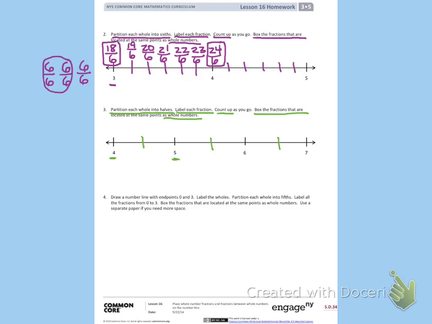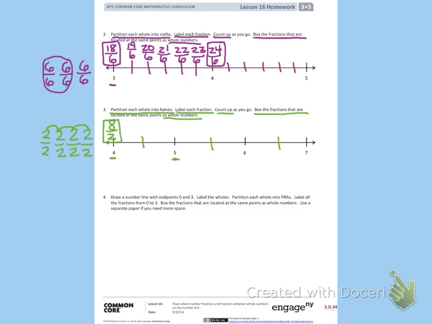Now let's figure out how many halves there are in 4 wholes. I know that there are 2 halves in 1 whole, another 2 halves in 2 wholes, another 2 halves in 3 wholes, and another 2 halves in 4 wholes. So 2 plus 2 is 4, plus 2 is 6, plus 2 is 8. There are 8 halves in 4 wholes. I'll write that here and box it.